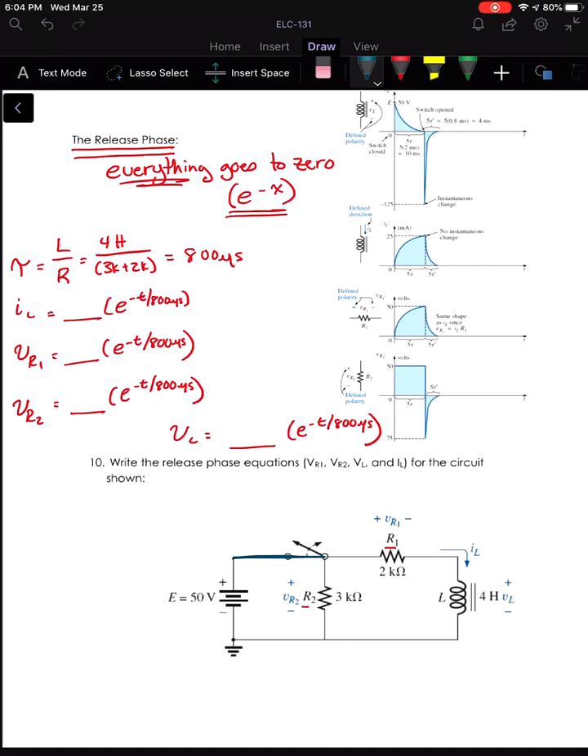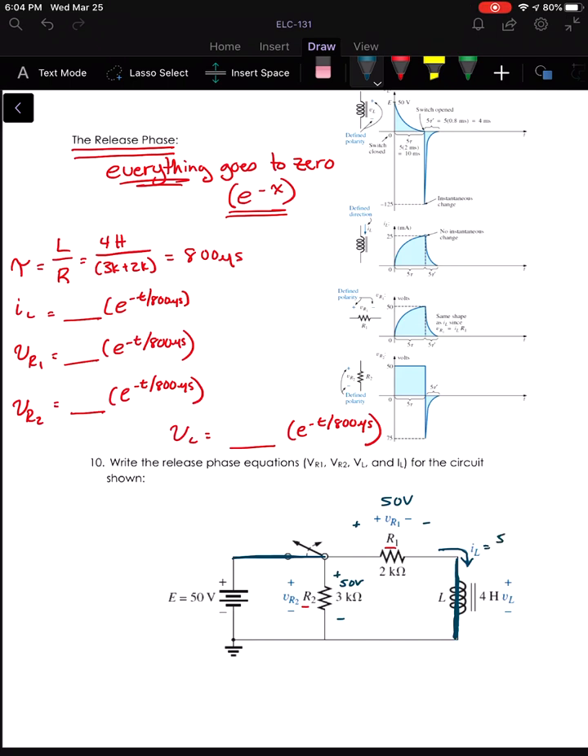Well, think about it this way. When the switch is closed and we're in the storage phase, the 3K ohm resistor is in parallel with the 50 volt source. So I'm going to have 50 volts there. When we reach steady state, this inductor is going to look like a short circuit. So I'm essentially going to have the 2K ohm resistor in parallel with the source as well. If you want to draw that out and prove to yourself that that's true, go right ahead.